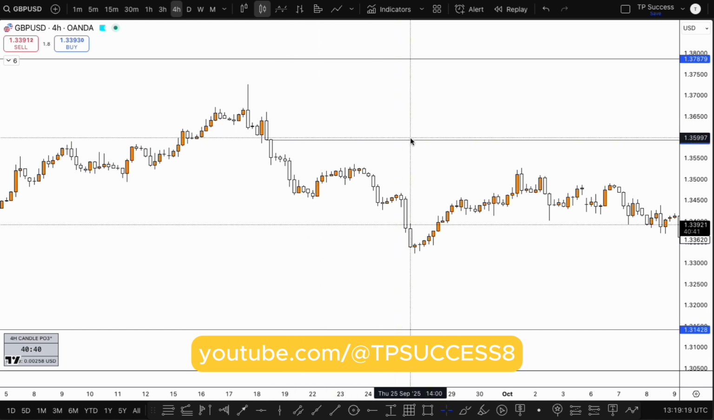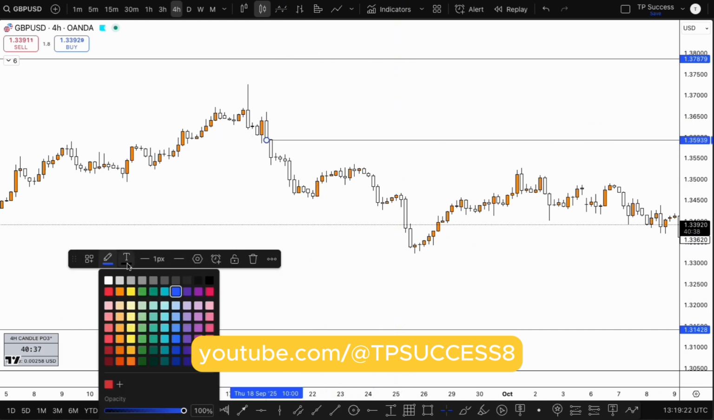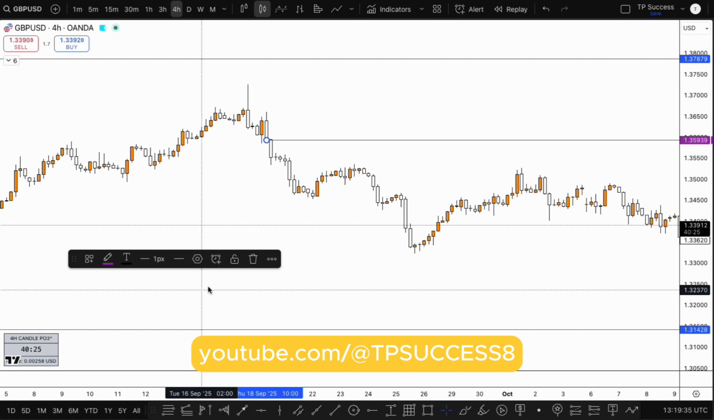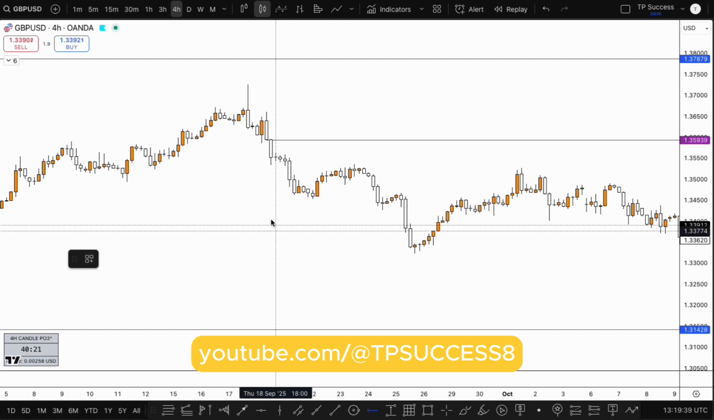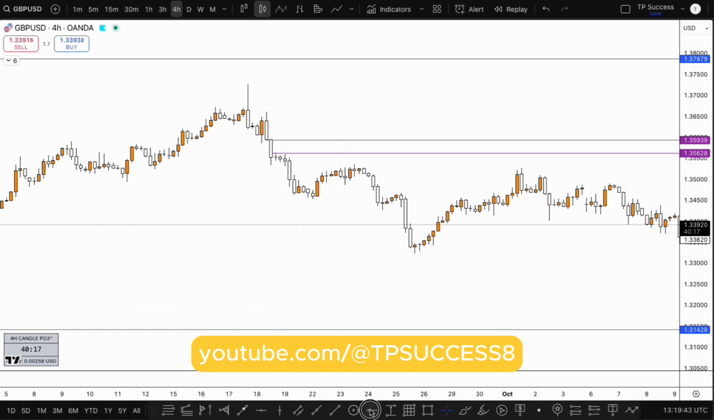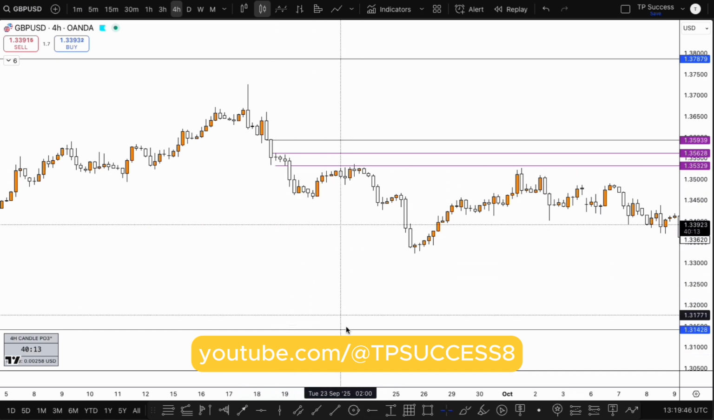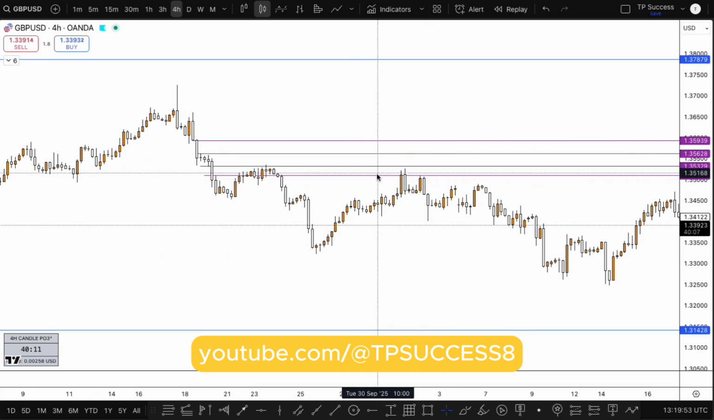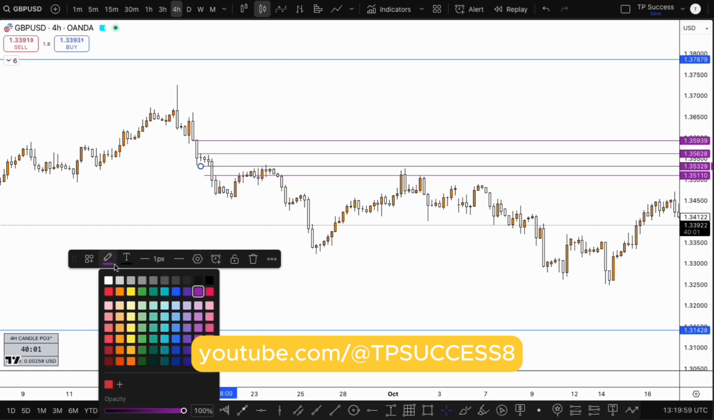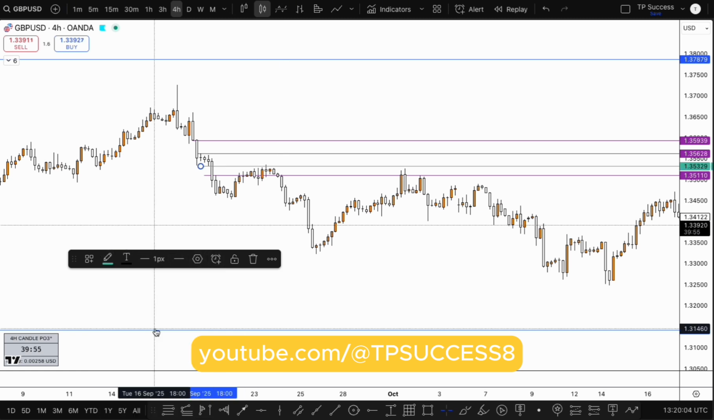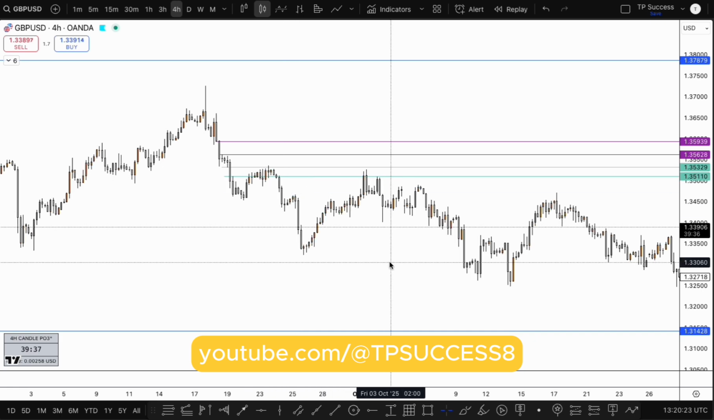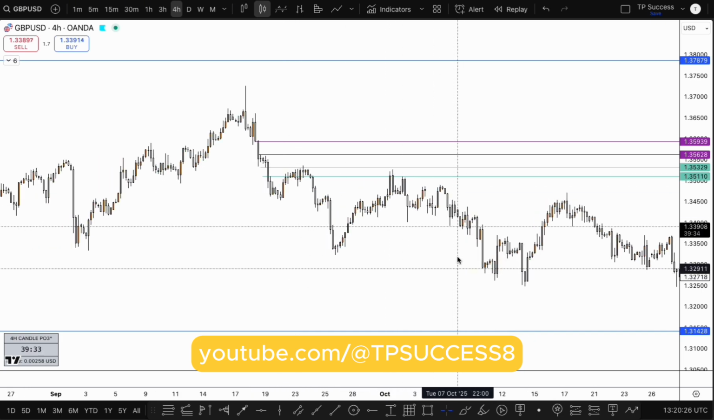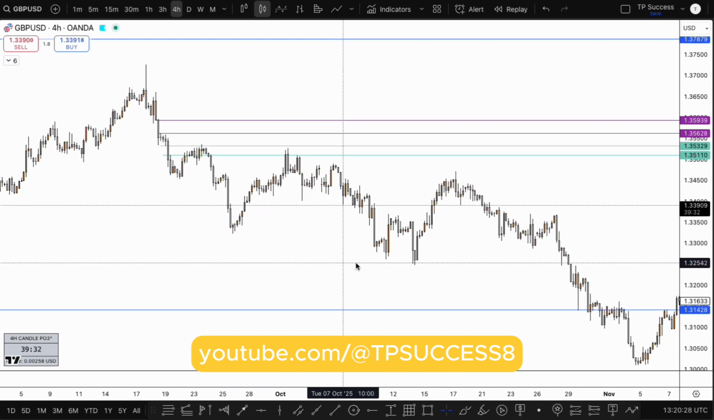Let's make this yellow so it's different from everything else. Let me make this purple. So what we're doing is we're going to mark out all the fair value gap areas that we can see right now, and we're looking at this on a 4 hour. So we've got all the fair values locked in. Some of these fair values, the ones up here, let's change the color a bit. Let's make this green. These green ones are FVGs that have already been visited, and the purple ones are FVGs that have not been visited.